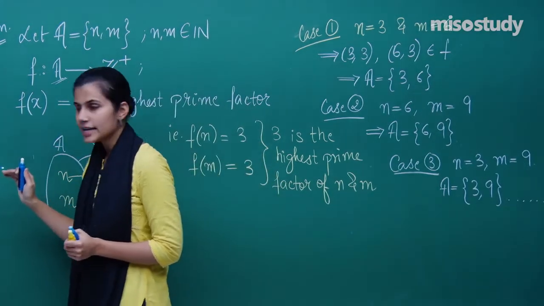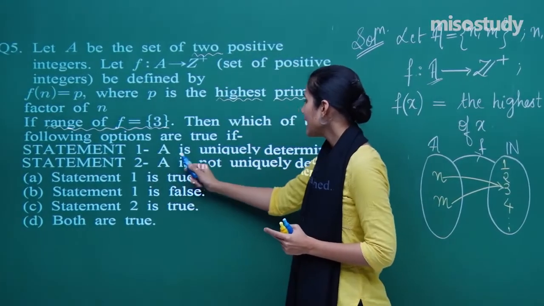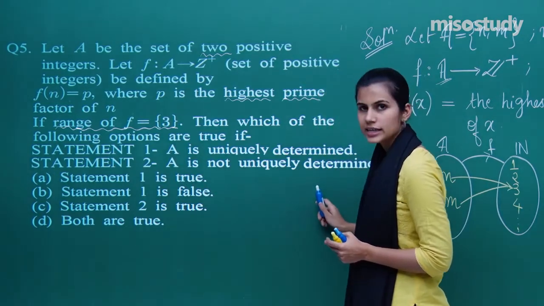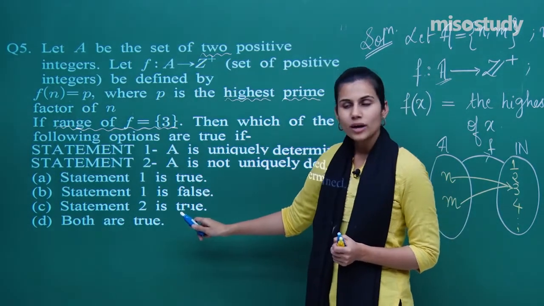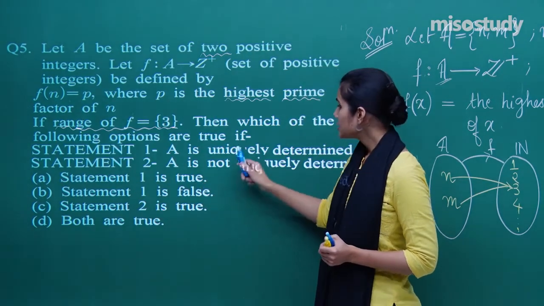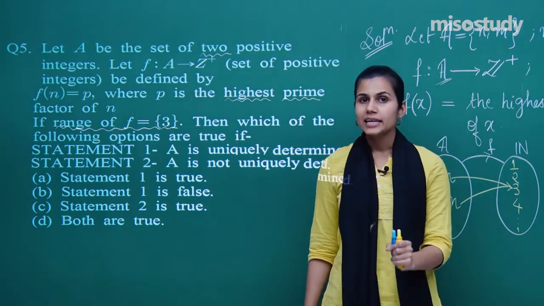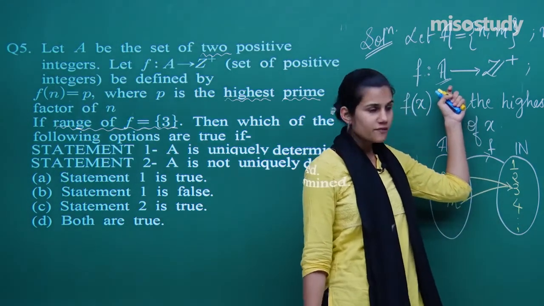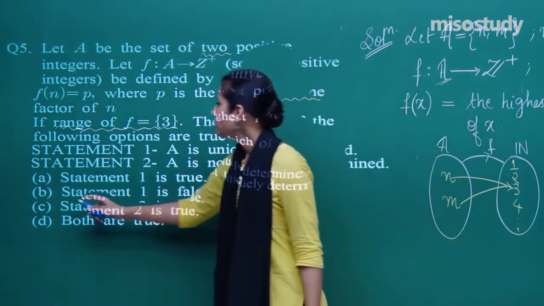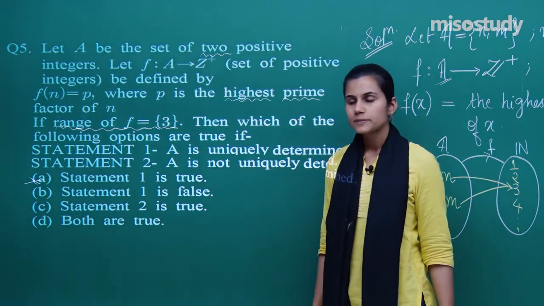And then the question says, which of the following options are true if statement 1 is A is uniquely determined and statement 2 is A is not uniquely determined? Option A says statement 1 is true. Is it true? Is my A uniquely determined? Not at all. There are many A's which when put in place of the domain of f are giving you this result. So statement 1 is not true, and that is why A is false.